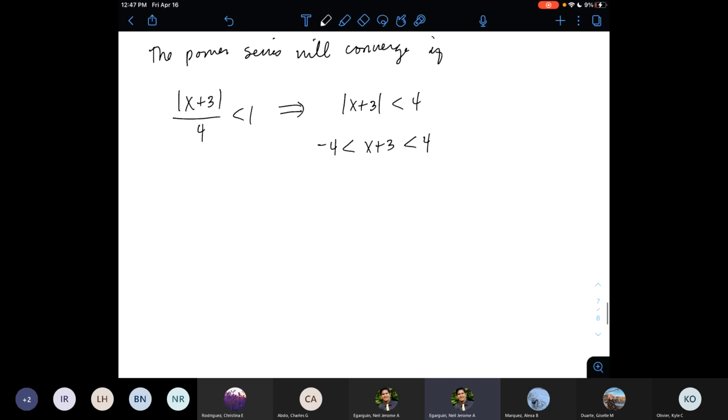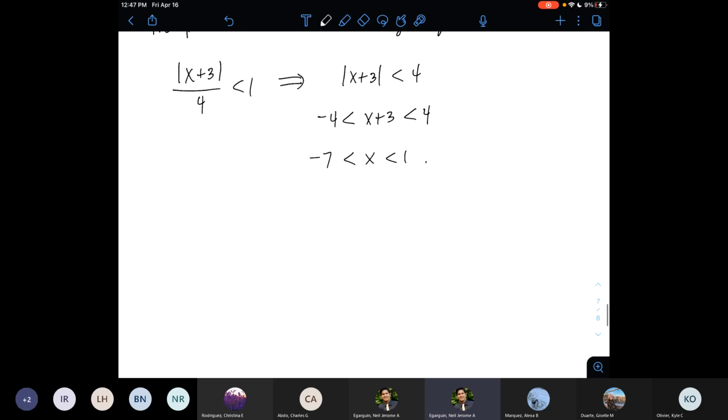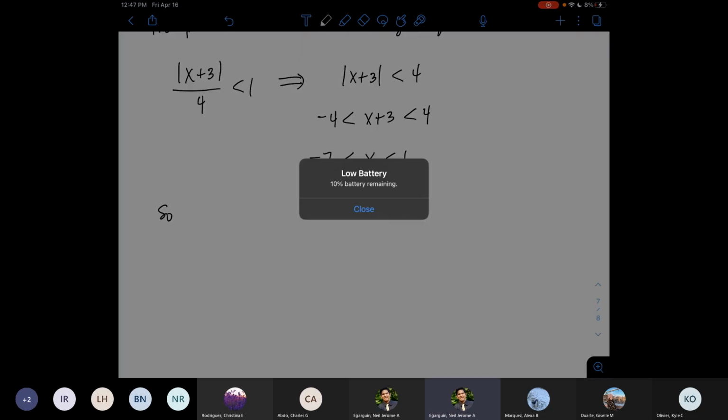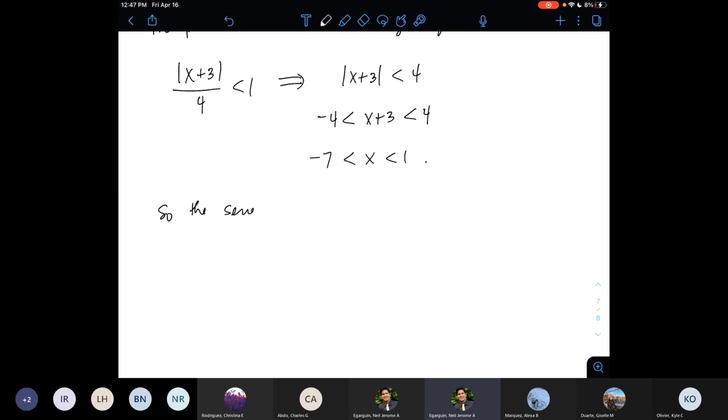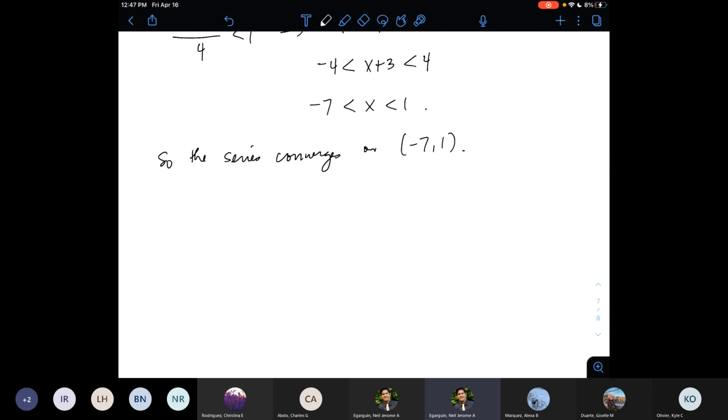And then we subtract 3 from all sides. So we got -7 here, and for x, we subtract 3, so we get 1. Right? So the series converges on the open interval -7 to 1. It will diverge from -infinity to -7 open, union open 1 to positive infinity. But at the endpoints -7 and 1, we are not sure. So we need to check what happens at the endpoints.